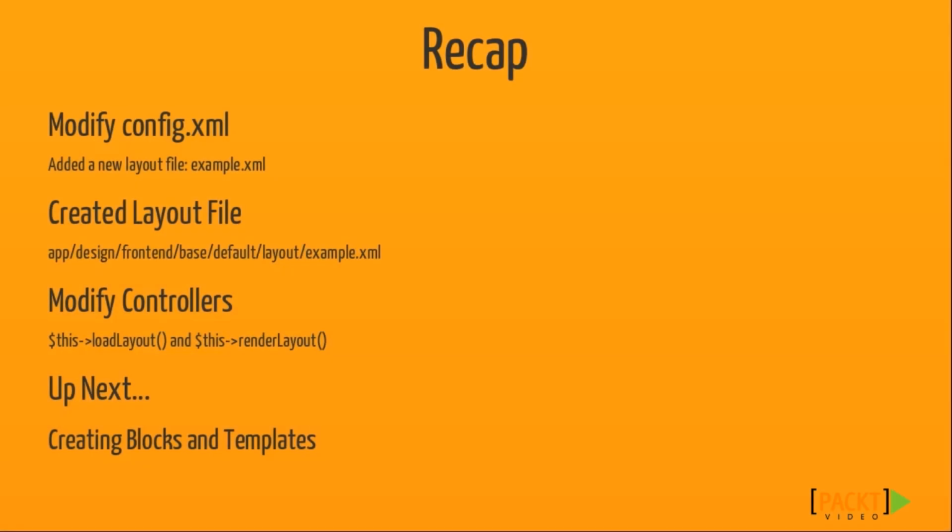So let's recap. We started out by modifying the config.xml file in our module. The snippet of XML code that we added declared a new layout file. Our next step was to create that layout file, example.xml. After doing so, we had to make a slight tweak to our controllers, telling them to load the layout and then to render the layout. Coming up next, you'll be learning how to create blocks and templates that will be loaded by the layouts we've created in this video, so stay tuned.